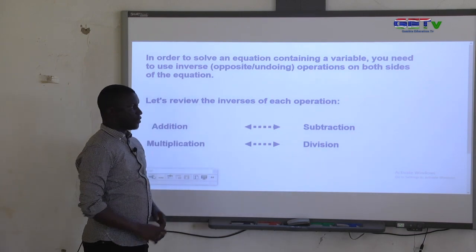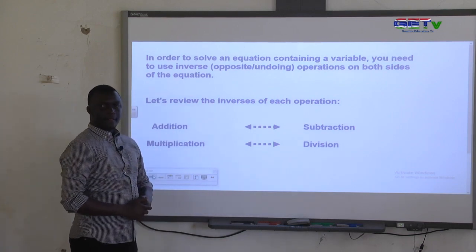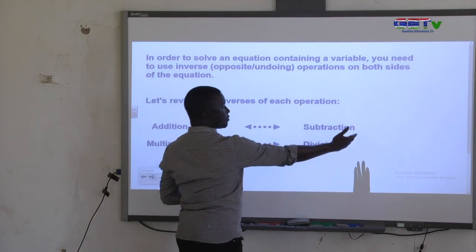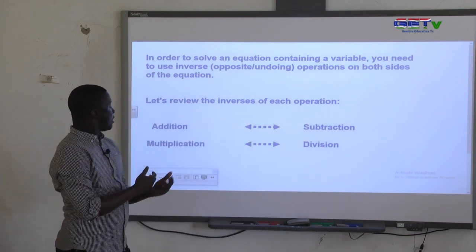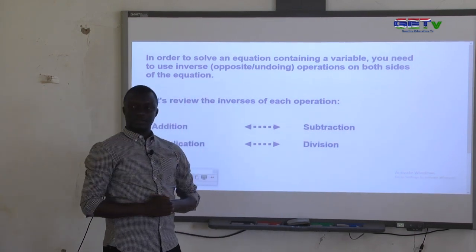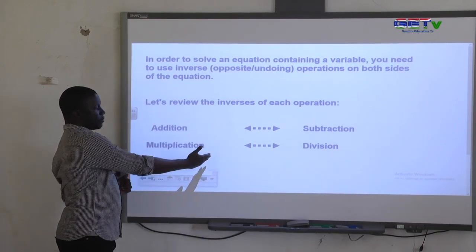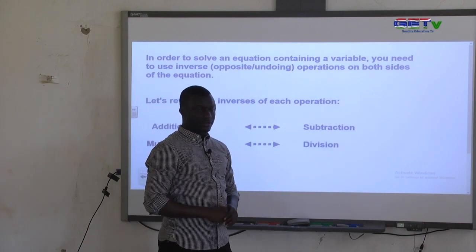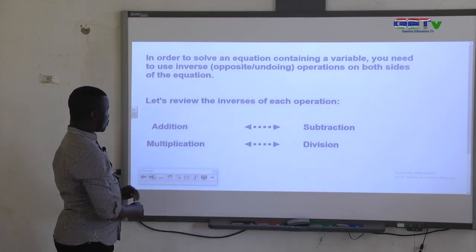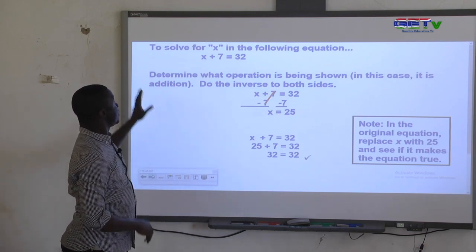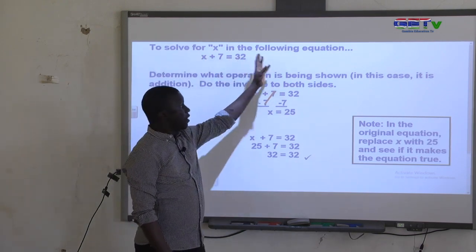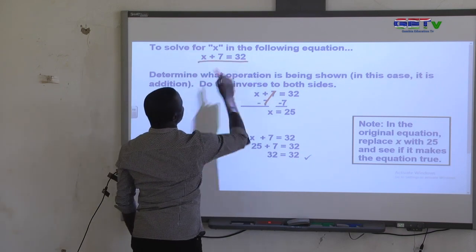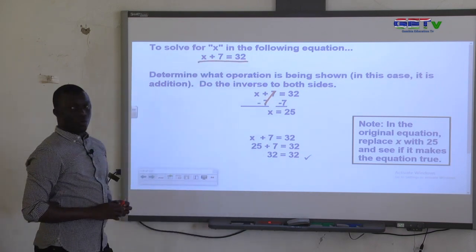Let's review the inverse of each of the following operations. We have addition here. The inverse of addition is subtraction, or the opposite of addition is subtraction. And multiplication, the inverse of multiplication is division. We will come to do some problems that will involve all this as we go. To solve for x in the following equation, we have x plus 7 equals 32.